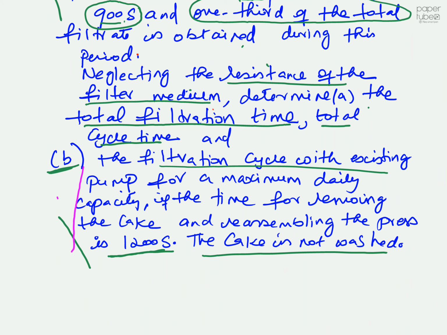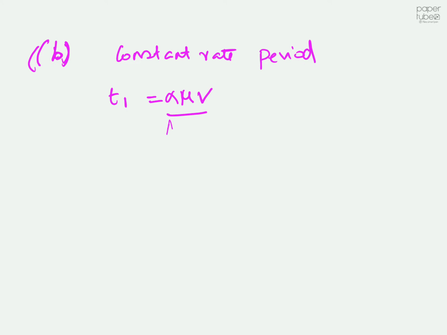So for the constant rate period, again write the formula that we already know. Just turn the page. Let's solve B. This is a very long problem, you need to practice at home. T1 is equal to alpha mu V. In the exam I will give the formulas for the filtration theory, but you should know how to use that theory, that's really important. So for the constant rate period T1, that's the formula we used already.